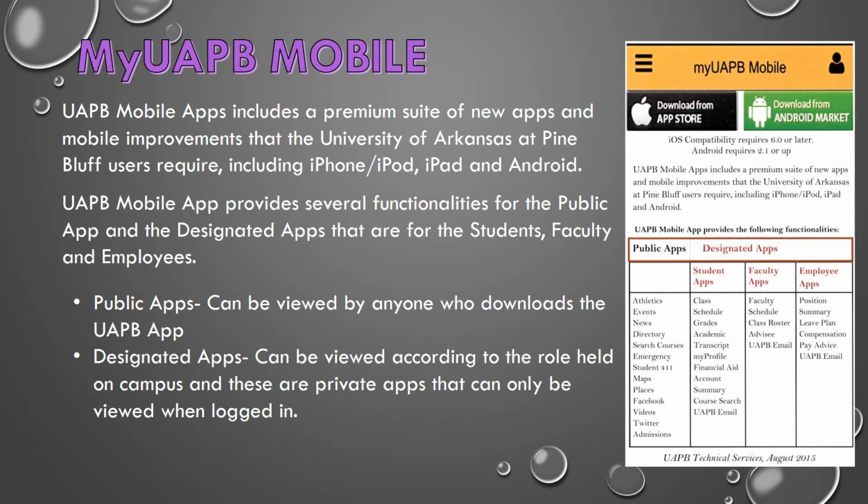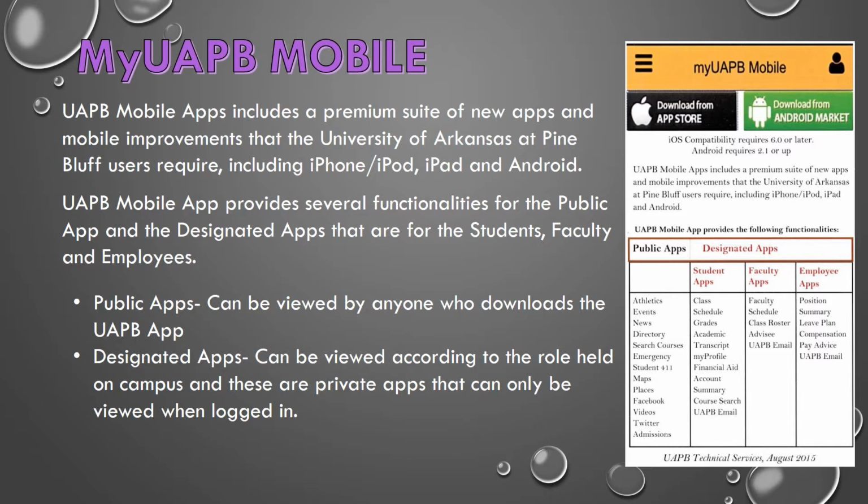My UAPB Mobile is a free app that can be downloaded from the Apple Store, with iOS compatibility required as 6.0 or later. You can also download it from the Android market, which requires version 2.1 or later. The UAPB Mobile App includes a premier suite of new apps and mobile improvements that the University of Arkansas at Pine Bluff users require, including iPhones, iPods, iPads, and Androids.